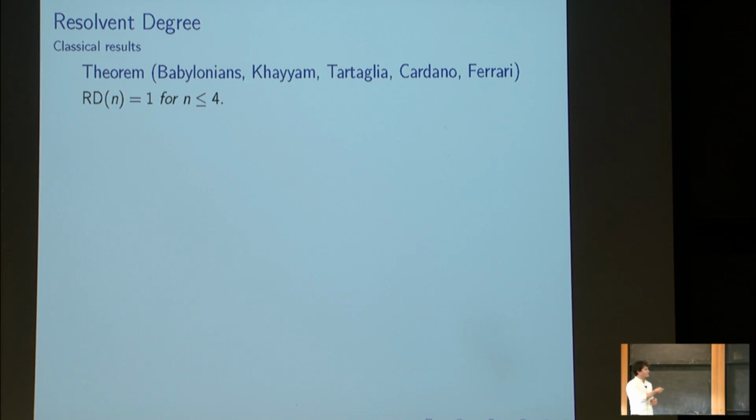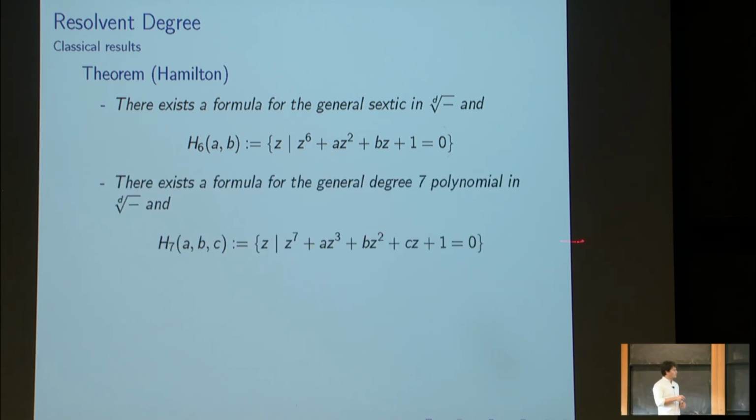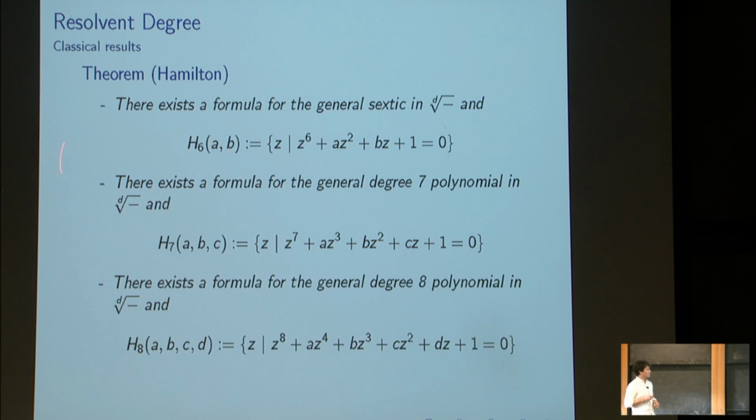So the various formulas for low-degree polynomials in radicals, that gives you that RD of n is 1 for n at most 4. We can summarize bringing Klein's work on the quintic, saying resolvent degree is 1 for there. And then I want to tell you about Hamilton's work. So Hamilton said if you have radicals, then every sextic can be solved using this particular 2-variable algebraic function. And he also did that for degree 7 with that 3-variable function, and for degree 8 with that 4-variable one. And so you can summarize this as saying that once n is at least 5, you at most need n minus 4 variables to write a formula.